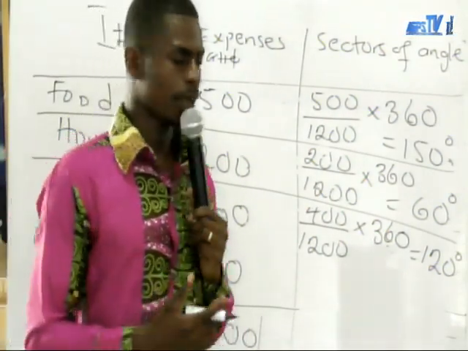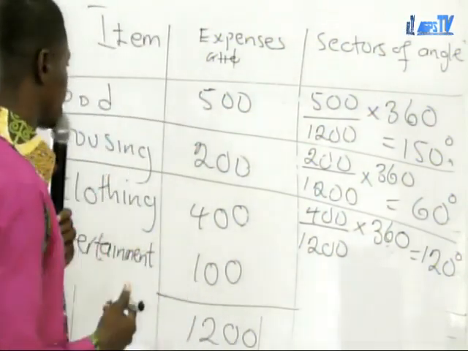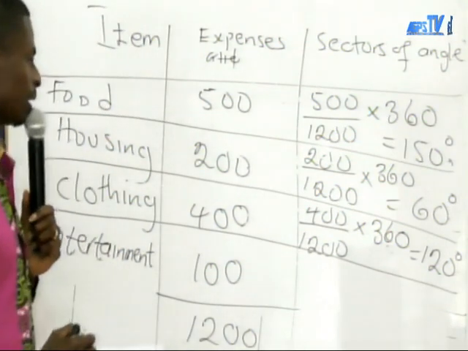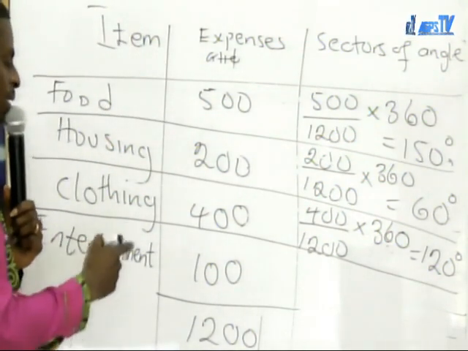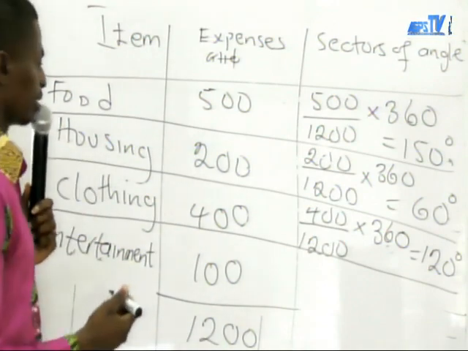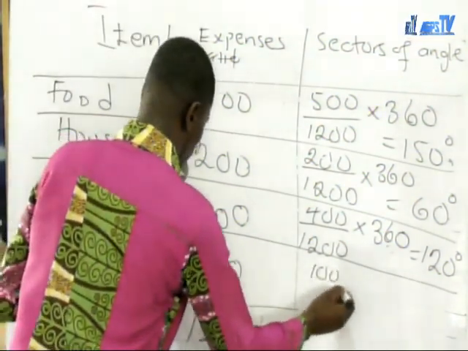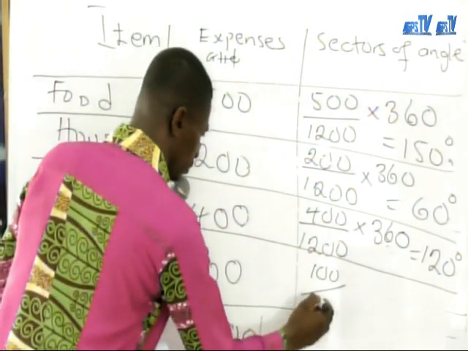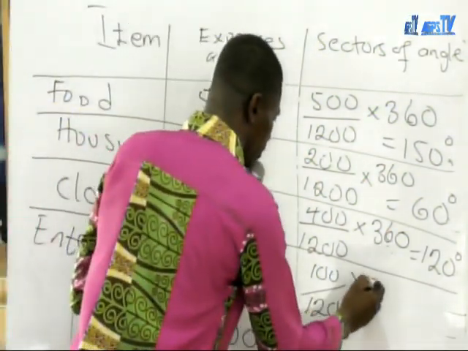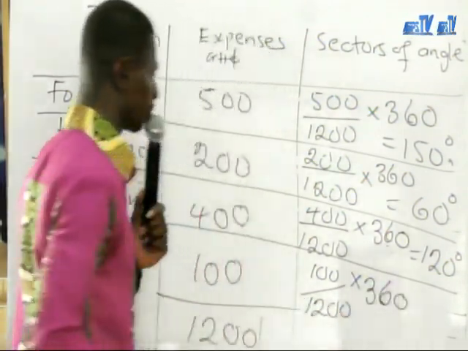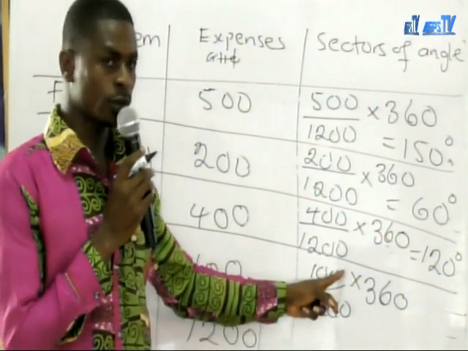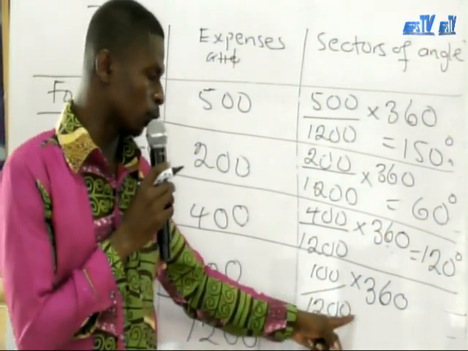through it. So we have our entertainment, and then the item there is 100. So we are repeating the process. So we have 100 out of 1,200, and we multiply by 360. And again, these two zeros will nullify these two zeros.